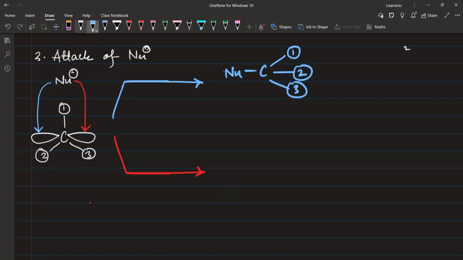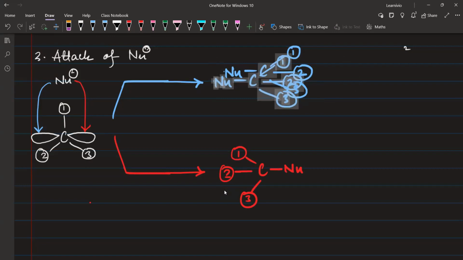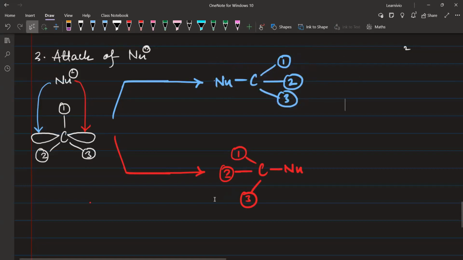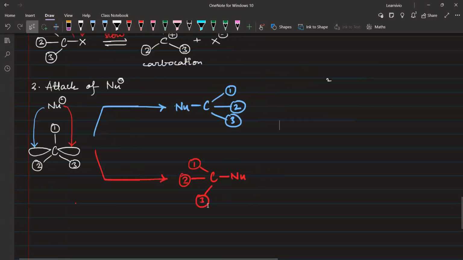Now, if I am going to attack from the red pathway, then I will get something like this. We'll have the carbon atom here and the carbon atom here. The bond with the nucleophile will be somewhere here like this, and the other bonds will be 1, 2, and 3. Now, if you look at the molecule that we have produced from the blue pathway and the red pathway molecule, both of these will be formed. ठीक है ना? इन दोनों का ही formation होगा.